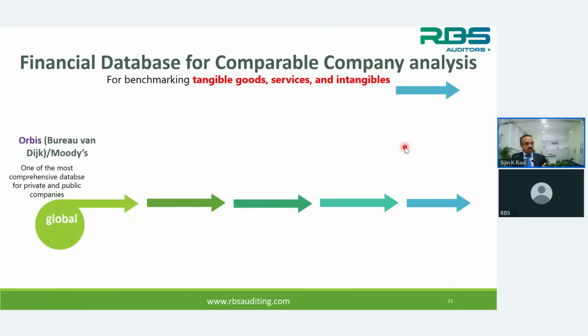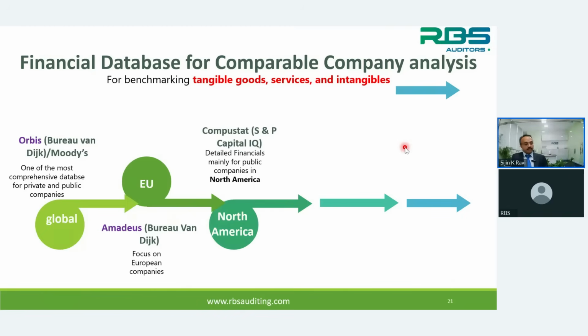One is Orbis, a Moody's database. Orbis's name has now been changed to Moody's, and it is one of the most comprehensive databases for private and public companies. You can get financial information on comparable companies, so when comparing one company with another, you can look at Moody's at the global level. At the European level, there is Amadeus, which focuses purely on European companies. And third, for North America, there is Compustat, S&P Capital IQ, with detailed financials mainly for public companies in North America.